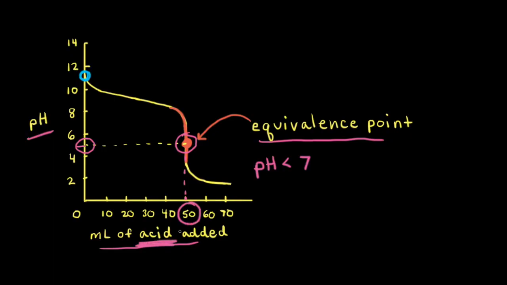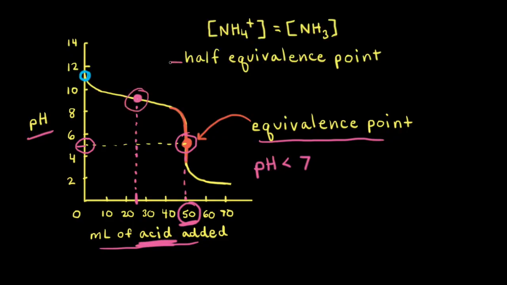Therefore, if it took 50 milliliters of acid to neutralize all of the ammonia that was initially present, it would take half that volume, or 25 milliliters of acid, to neutralize half of the ammonia. So if we go back up here and we draw a dashed line to our titration curve, this point on our titration curve represents the half equivalence point. Since we've neutralized half of the ammonia that was initially present, that means there are equal concentrations of ammonia and the ammonium cation at this point.